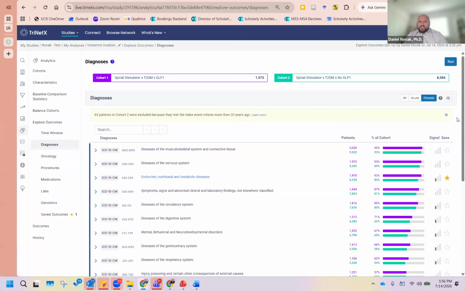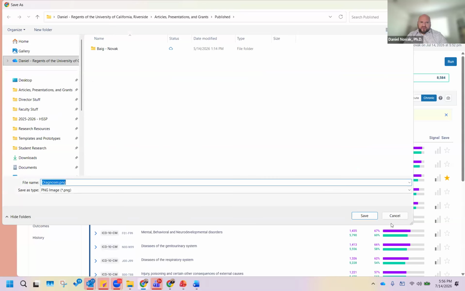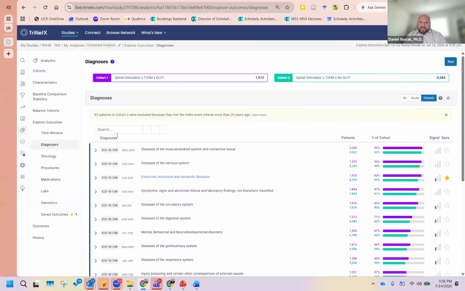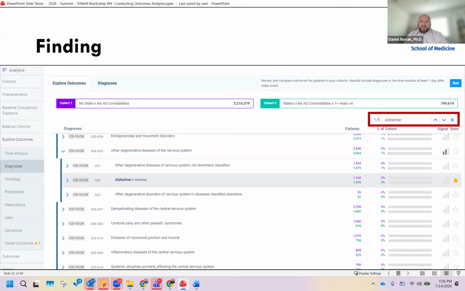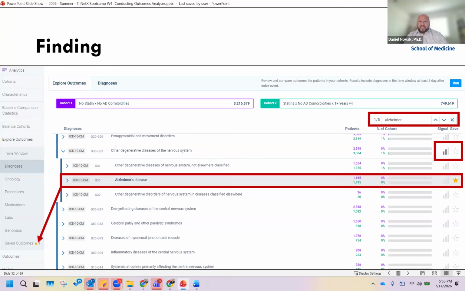You can also, there's a search box for this as well. So here we go. It's saving that graphic for me. But you can put in Alzheimer's here and search for your outcome. So that can help you find your findings a little more easily during the course of your study. And again, the signal and save tools function similarly, except that they go to your saved outcomes.